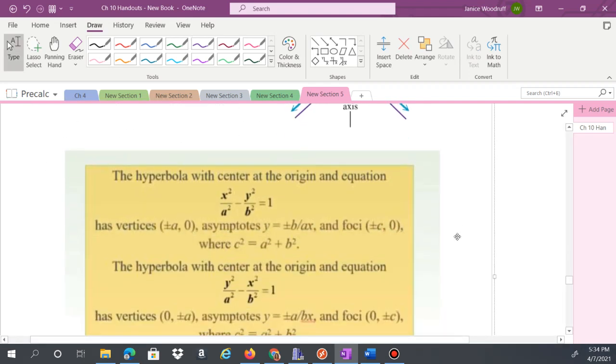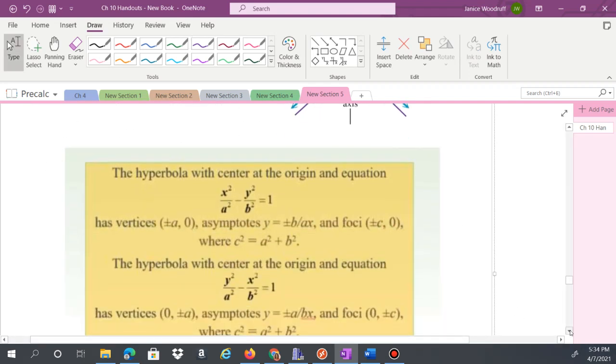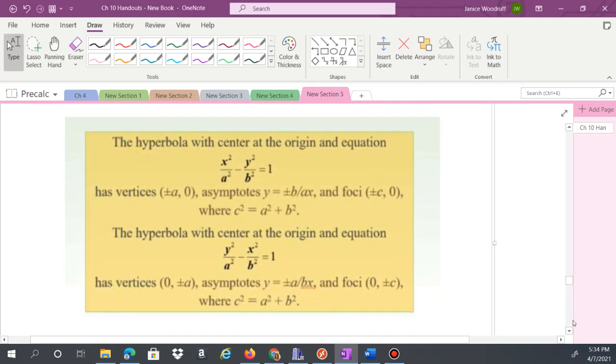Okay, so the equation, and this is for a center at the origin, is exactly like the ellipse. What's the difference that you guys notice? Almost the same, except the sign in the middle. Okay, so the ellipse has the plus sign in the middle. The hyperbola has the minus sign in the middle.